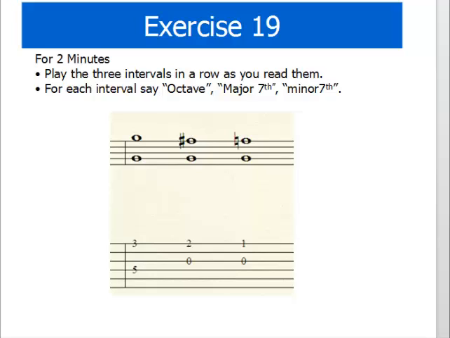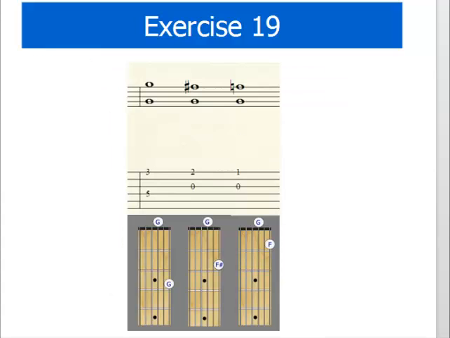So try this on G to G octave and G to F sharp, major 7th. G to F natural, minor 7th. You get a good look at these. Listen to them. Octave, major 7th, minor 7th. And that'll just wrap up the exercises on the 7ths and the video on the 7ths.